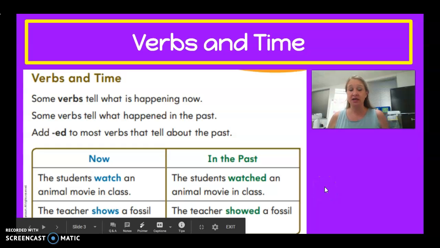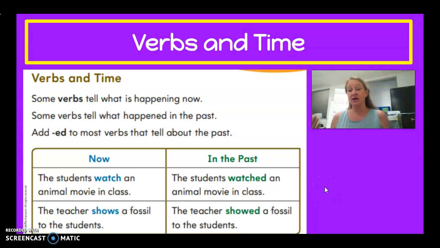Well, some verbs tell what is happening now, and some verbs tell what is happening in the past. We add ed to most of the verbs that tell about the past. So if it already happened, it happened in the past, we're going to add ed to the verb most of the time. All right, remember the examples we talked about? If it's happening now, there is no ed.